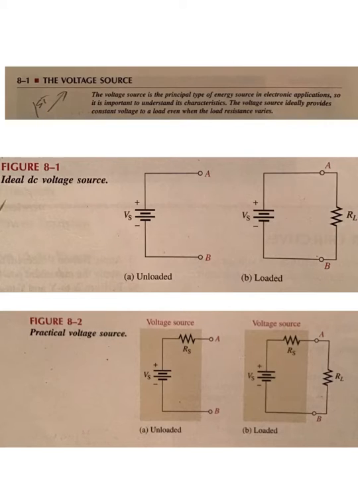The voltage source, which is what is discussed, and the current source, which is discussed in section 8-2. The voltage source is taken for granted. You just simply hook your circuit up to it, and you think it's going to work. Well, usually. The voltage source, if you look at the top of your paper that you're seeing right now in this video, is a principal type of energy that's used in electronics. So it's important to understand exactly what does it look like.